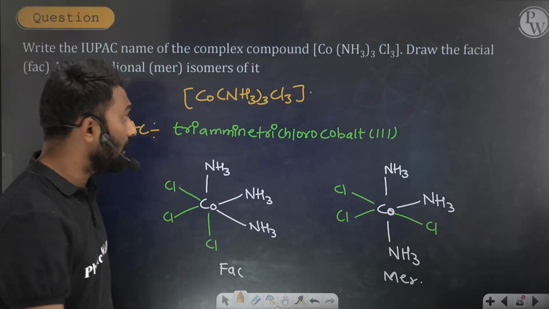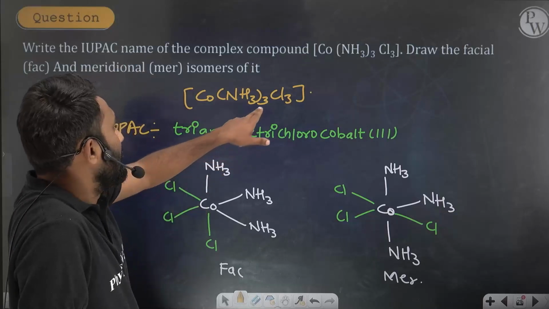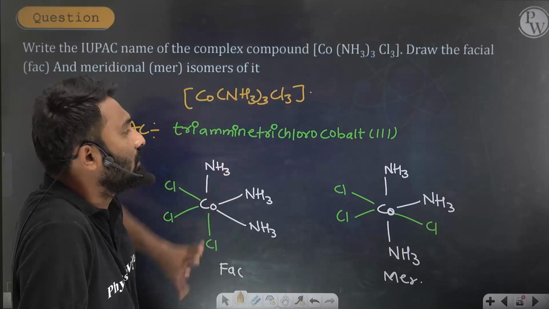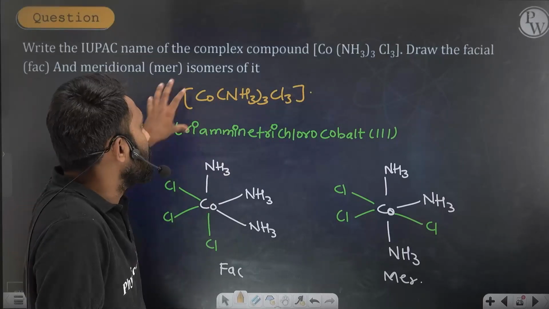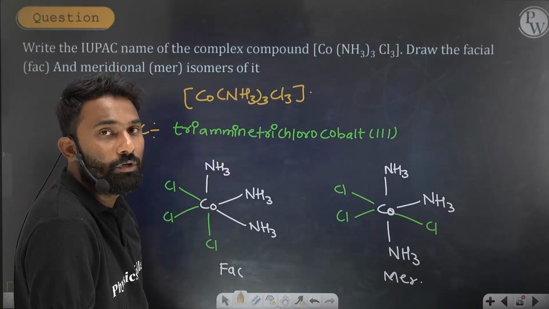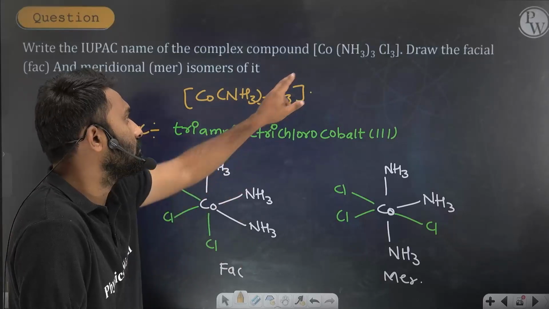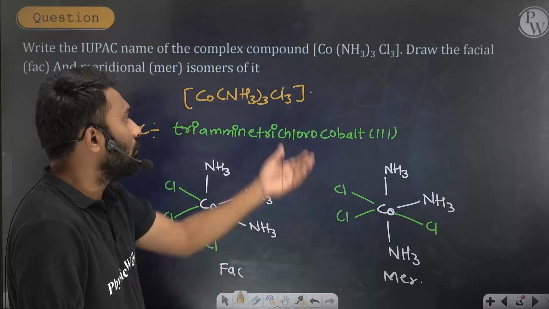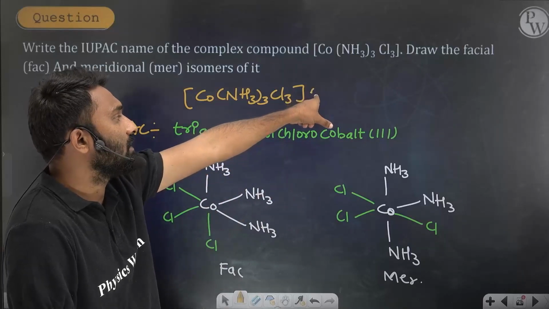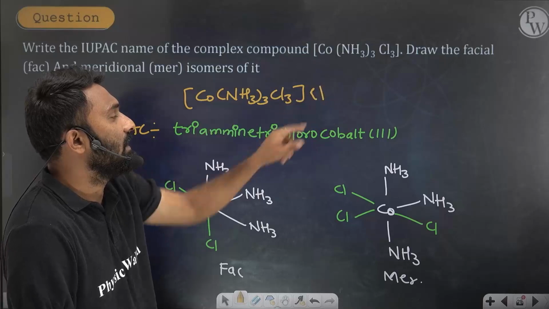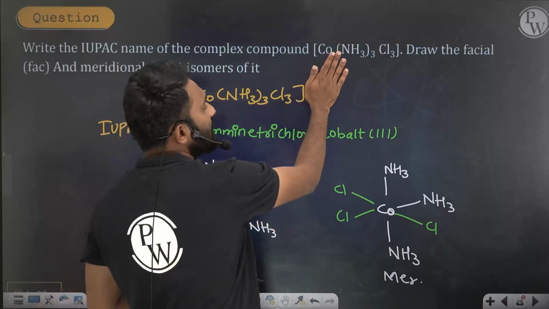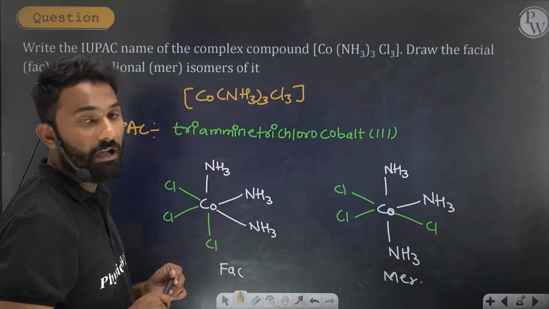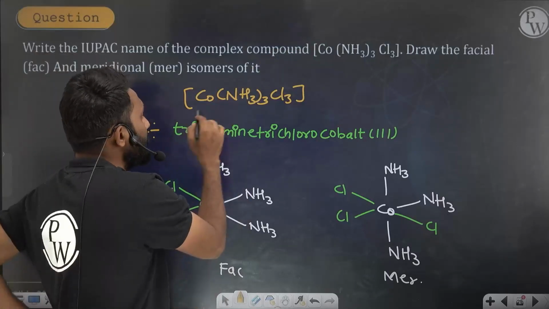Now here, this is triamine trichloro cobalt(III), because this is a neutral coordination sphere. If there are any charges, we can represent them with the ion. If there is a Cl outside, then that is the cationic sphere, and then the anionic sphere. Now this is the IUPAC name.